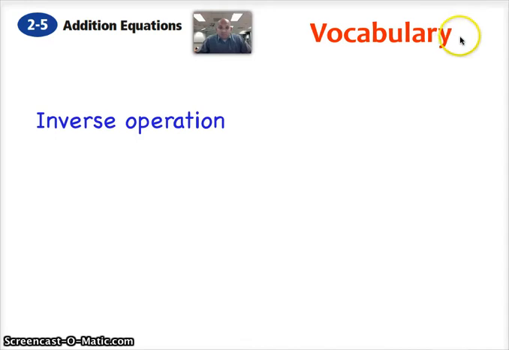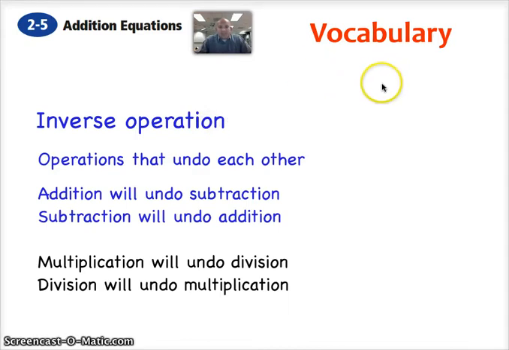We do have one vocabulary term, and that term is inverse operation. Inverse operation is an operation or operations that undo each other. Here we have addition will undo subtraction, and vice versa. Subtraction will undo addition. Well, what about multiplication and division? Same thing. Multiplication will undo division, and division will undo multiplication. As we look at our examples, you'll have a clear picture of this.